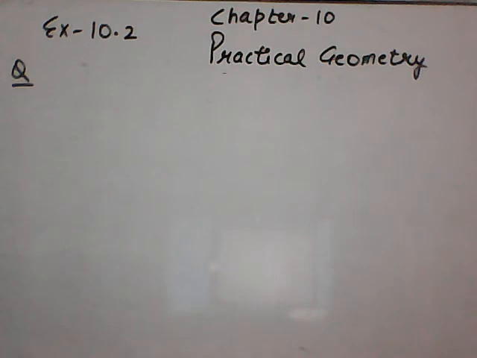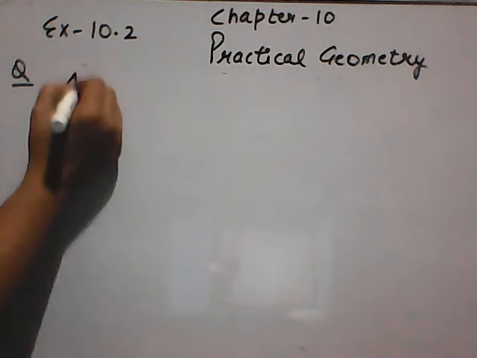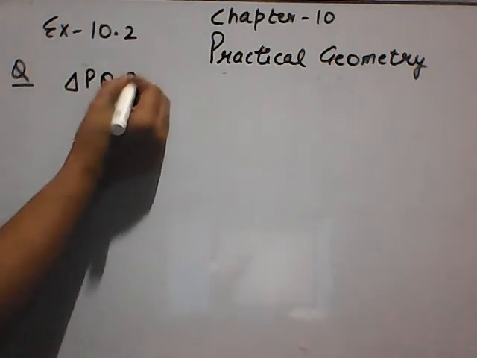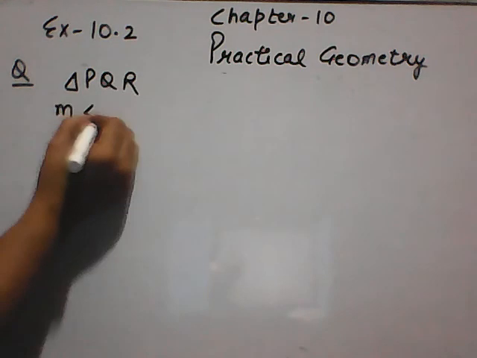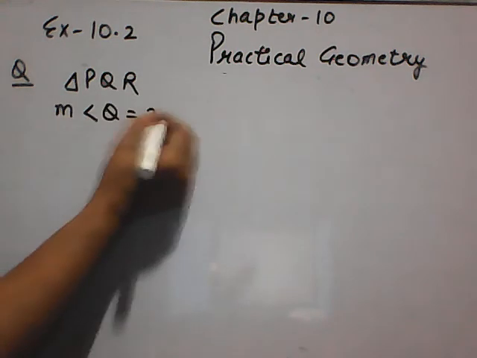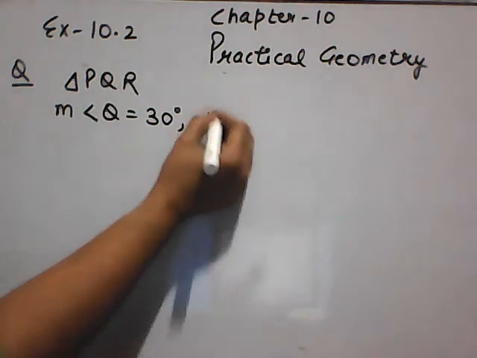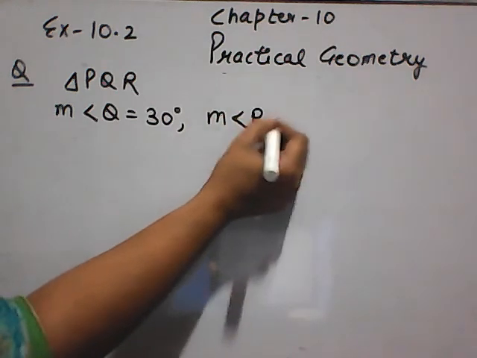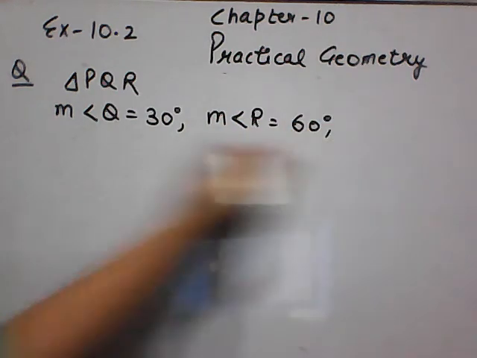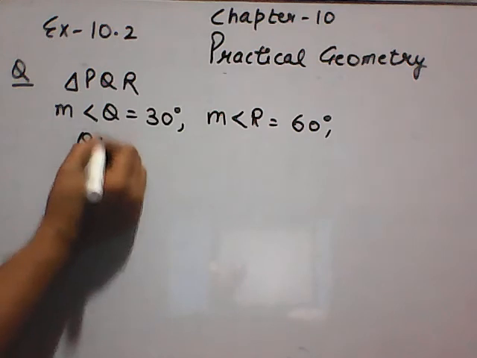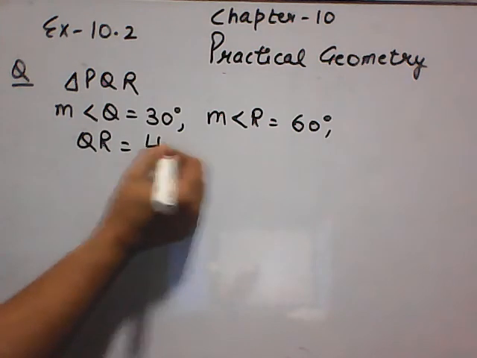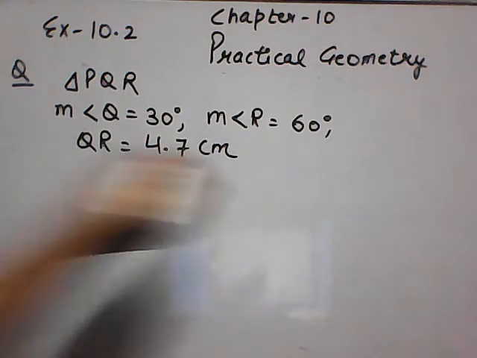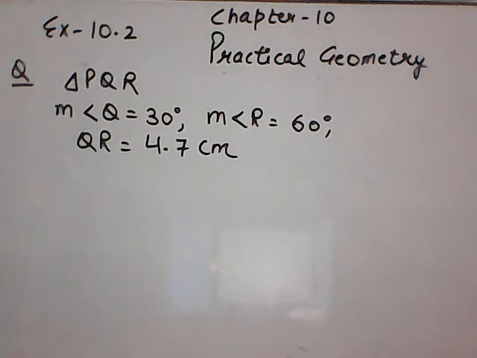In the next part, you have to construct a triangle PQR in which measure of angle Q is given to you, 30 degrees. Measure of angle R is given to you, 60 degrees, and QR is given to you, 4.7 centimeters. Now can you construct the triangle? Here one side and two angles are given to you.